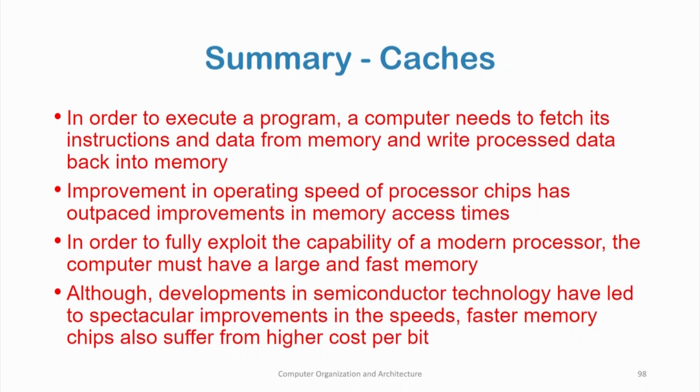Although developments in semiconductor technology have led to spectacular improvements in speeds, faster memory chips also suffer from higher cost per bit. So, although we have improvements in access times of memory, fast memories also have higher cost per bit.